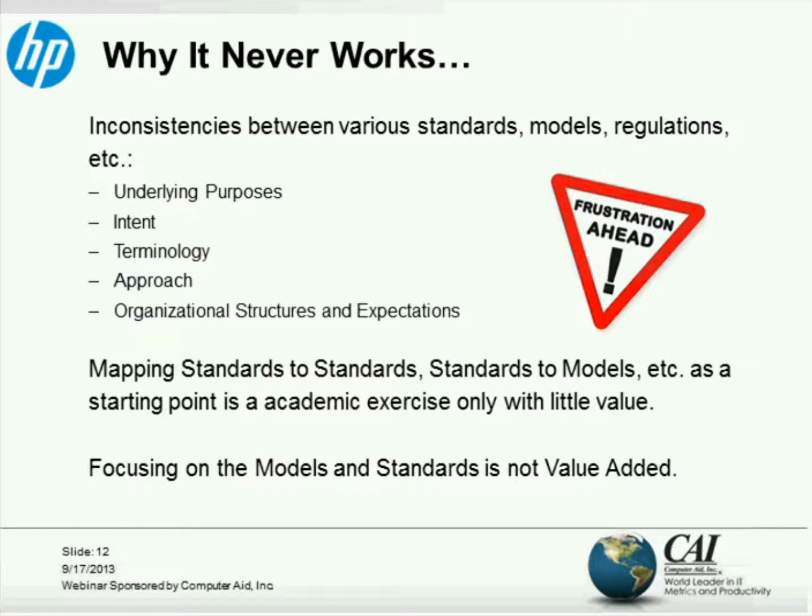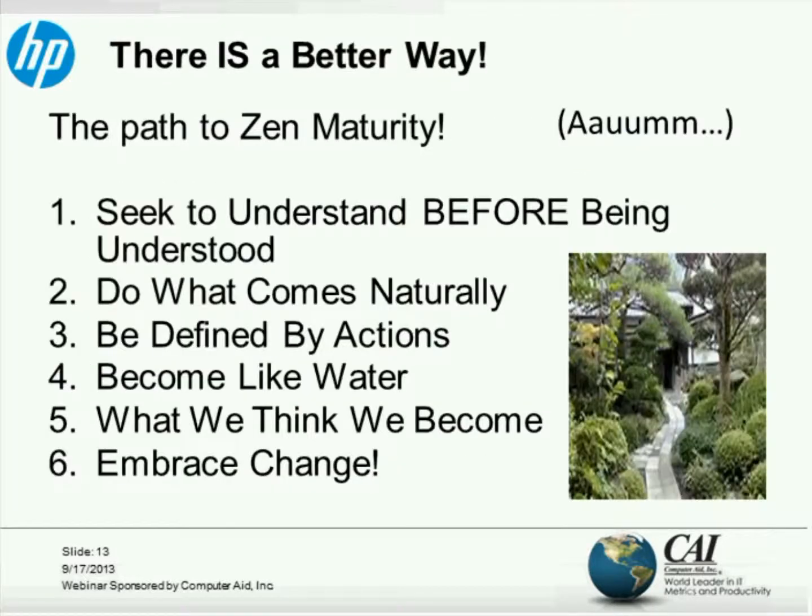So how do we move away from that? Well, there is a better approach. It's what we're terming as the Zen Maturity. And the path to Zen Maturity really is through these 6 ideals. And I won't even call them steps because they really grow upon each other. And we'll talk about each one in more detail as we go through the next few slides. But it's really looking at things from a more holistic way. And we'll talk about each one of these ideals and talk about what's expected in them.